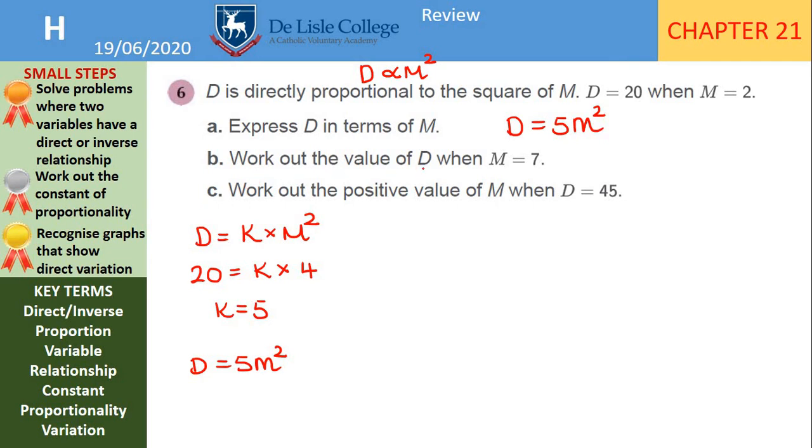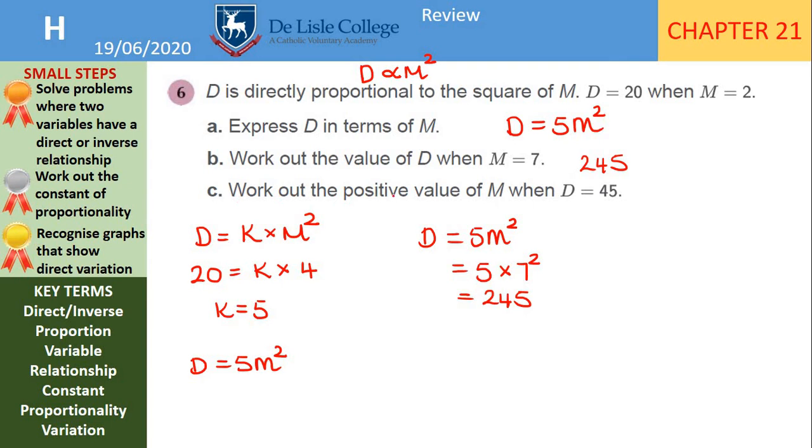Part B, work out the value of D when m equals 7. So D equals 5m squared. So if m equals 7, this will be 5 lots of 7 squared, which is 245. So that's the answer for this one.